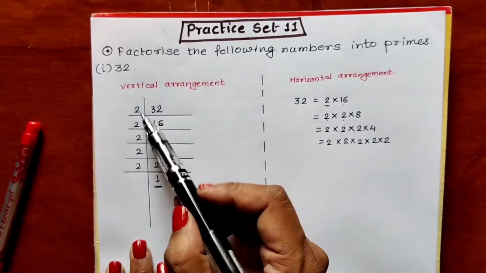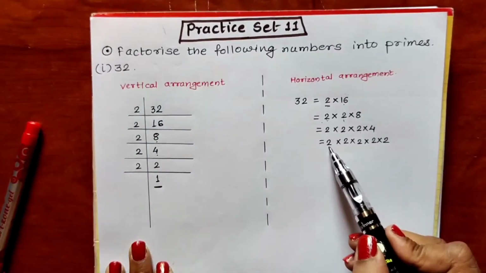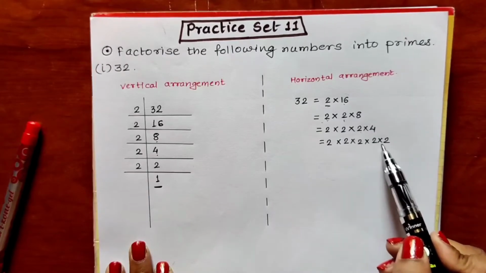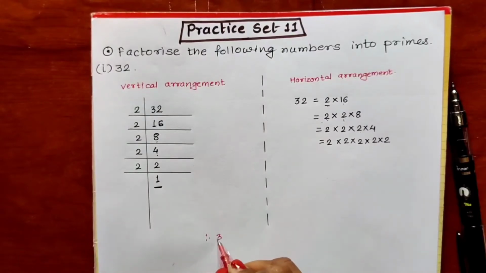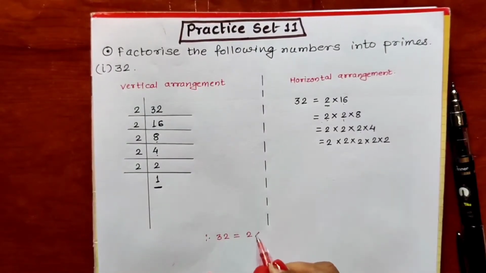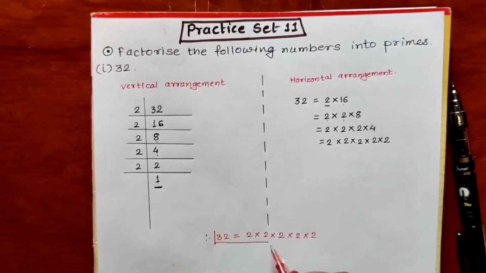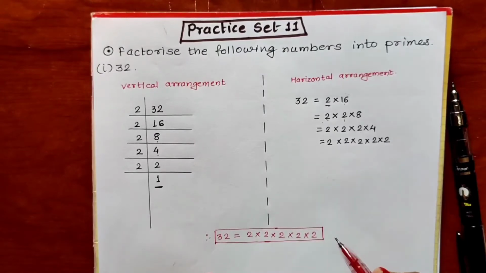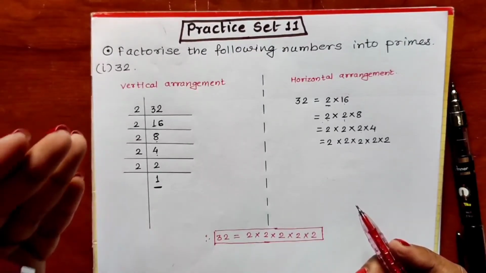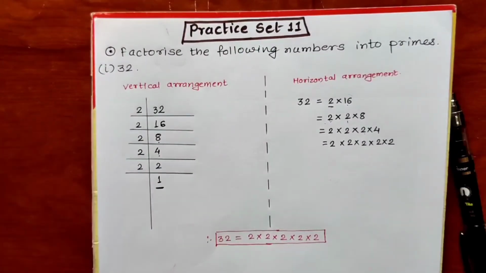So factors of 32 we are getting 2 into 2 into 2 into 2 into 2. So in this way, in the end, we can write therefore 32 is equal to 2 into 2 into 2 into 2 into 2, 5 times. So in this way, we can do vertical and horizontal arrangement simultaneously, or we can solve by vertical arrangement first and afterwards we can solve it by horizontal arrangement.